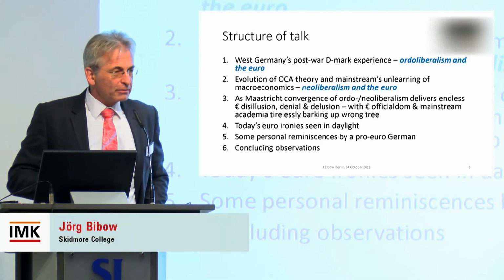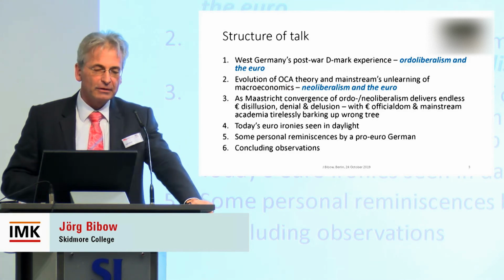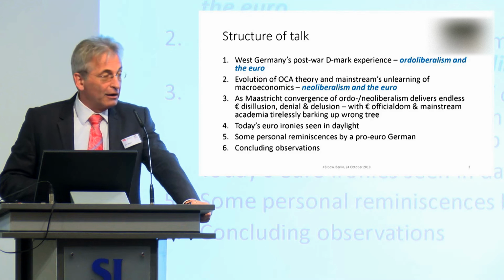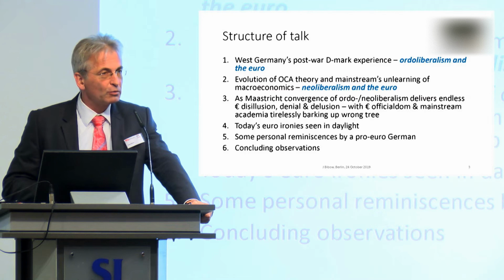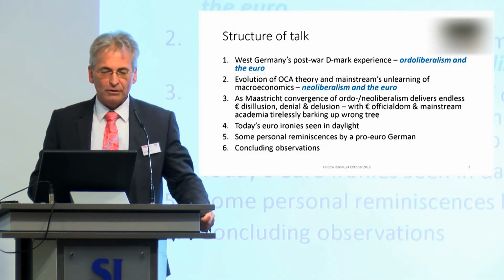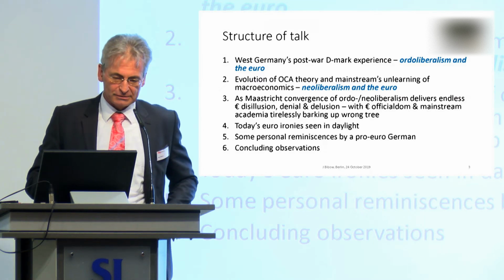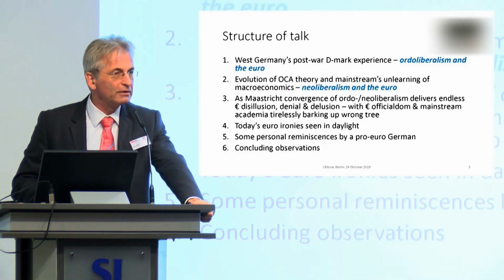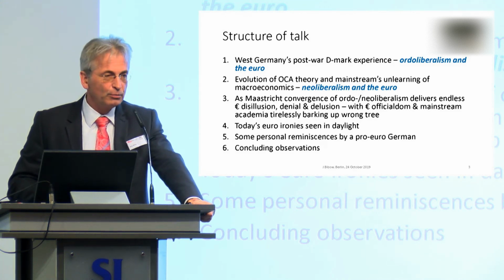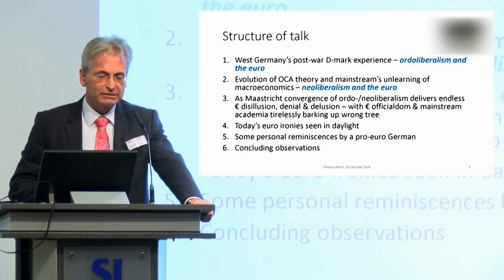I will start with talking about Germany, ordoliberalism, West Germany's post-war history under the Deutschmark, and how that shaped the euro, and then talk about the evolution of OCA, optimum currency area theory, in the context of the mainstream's unlearning of macroeconomics. Then I will talk about the Maastricht moment when these two currents converged, point out a few of the starkest ironies that we are observing today, give you some personal memories, and conclude.